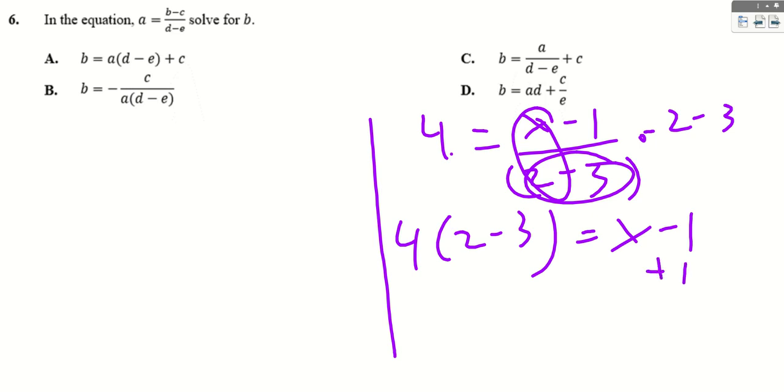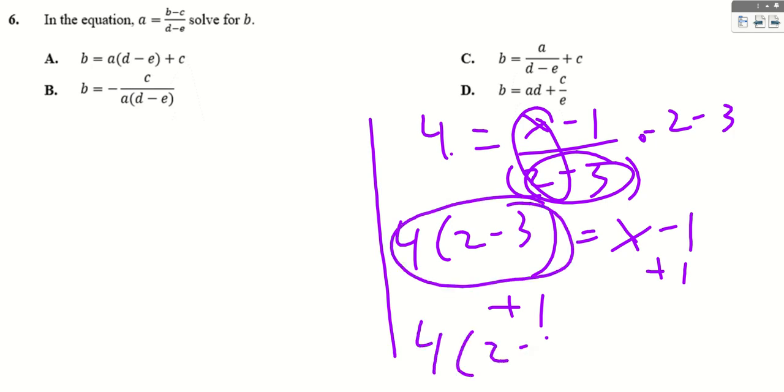Then I would add 1 to both sides because that doesn't combine with the x. This is currently being multiplied and is currently busy. So I would do 2 minus 3 plus 1 is equal to x.